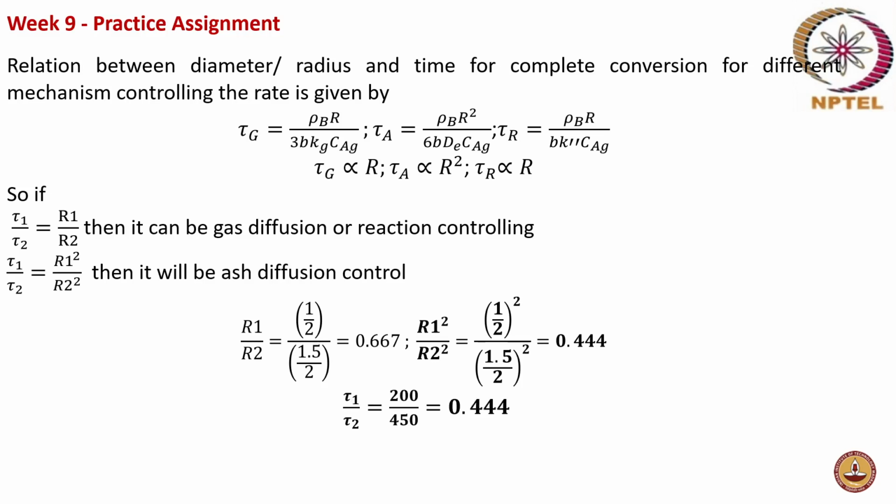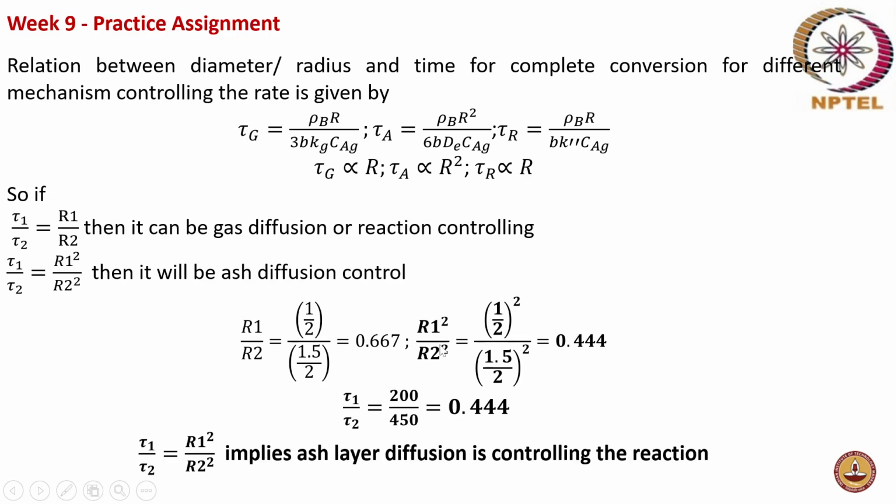Now we can find out what is tau 1 by tau 2. So tau 1 they have given as 200, tau 2 they have given as 450. So 200 by 450, we find it to be 0.444. So now we can look into the data. This tau 1 by tau 2 value is same as r1 square by r2 square. That means ash layer diffusion is controlling the reaction. Okay.